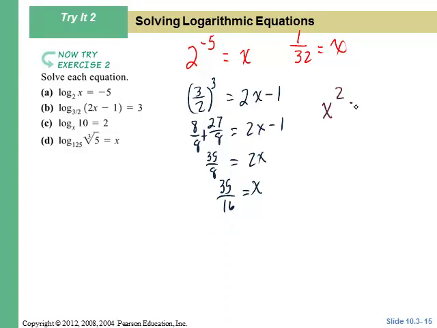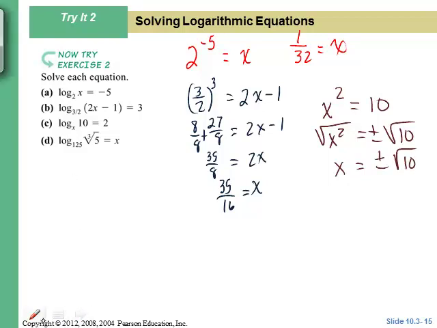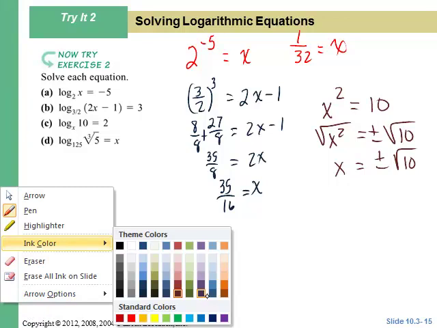Next one. X to the 2nd is 10. Take the square root of both sides. Remember, it's going to be plus or minus square root of 10, so x is plus or minus square root of 10.